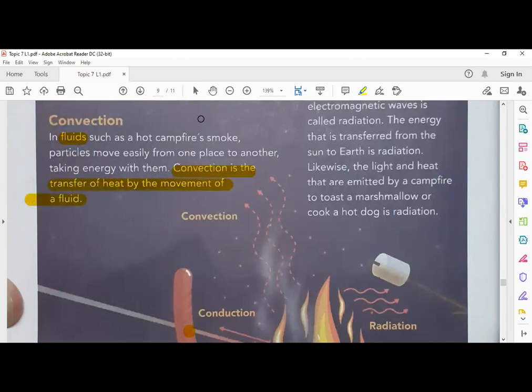The particles of a gas or the particles of a liquid like water, when they gain heat, they move very fast, and they get farther from each other, and they become less dense. When air or water, any liquid or any gas gains heat, the particles move faster. Then this part of the liquid or gas becomes less dense and it floats.